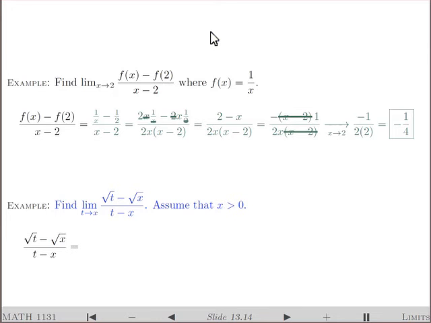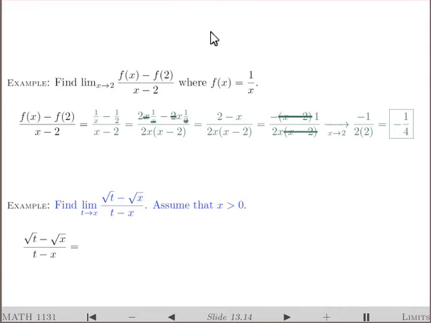So for this limit to make sense, x must be positive. So that when t is close to x, t will also be positive. And the difference quotient will be defined. So we'll assume that x is positive. Now I need to reduce the difference quotient. I have square roots. If you have square roots and there is no obvious factorization, you can always try rationalizing the numerator or the denominator, wherever the square root is.